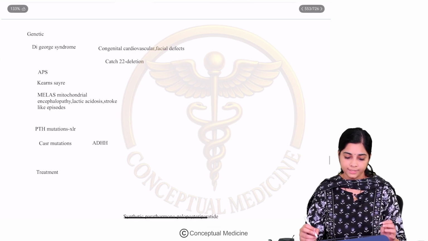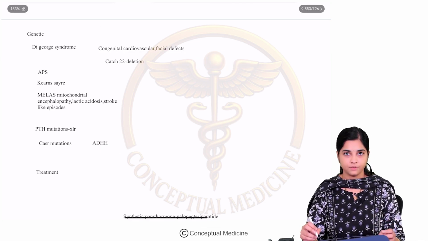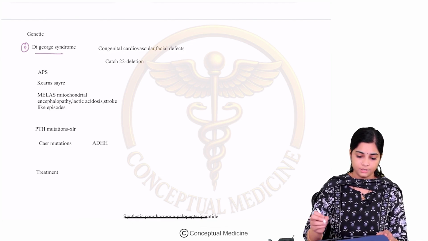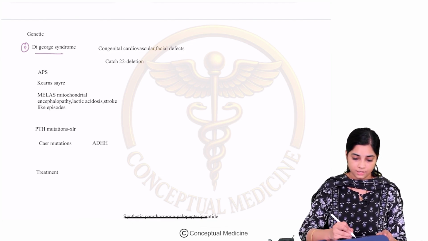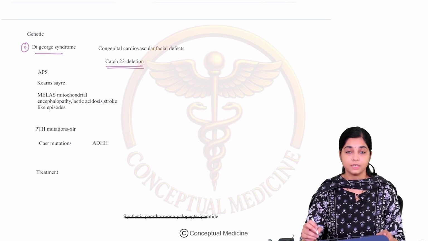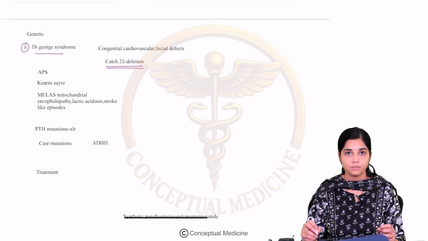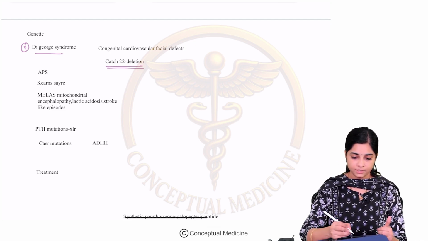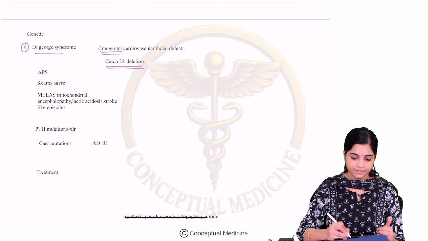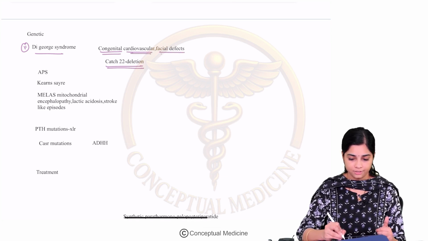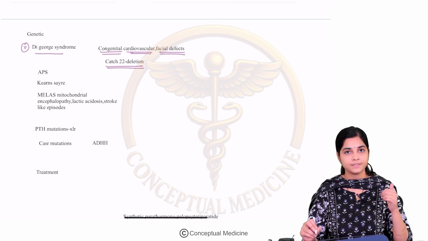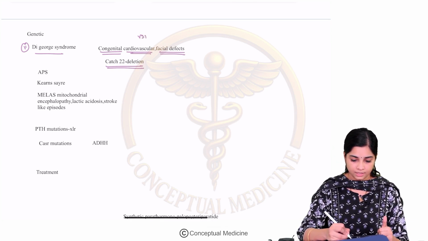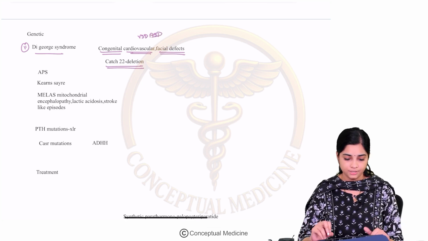Now let us look at the genetic causes. So the genetic causes are: one, you have your DiGeorge syndrome. In DiGeorge syndrome, there is a CATCH22 mutation. There is a mutation of your 22nd chromosome. It's called the CATCH22 deletion. So there can be various congenital defects, cardiovascular defects and facial defects. You have congenital defects, cardiovascular defects, especially for example VSDs, ASDs, and you have your facial defects.